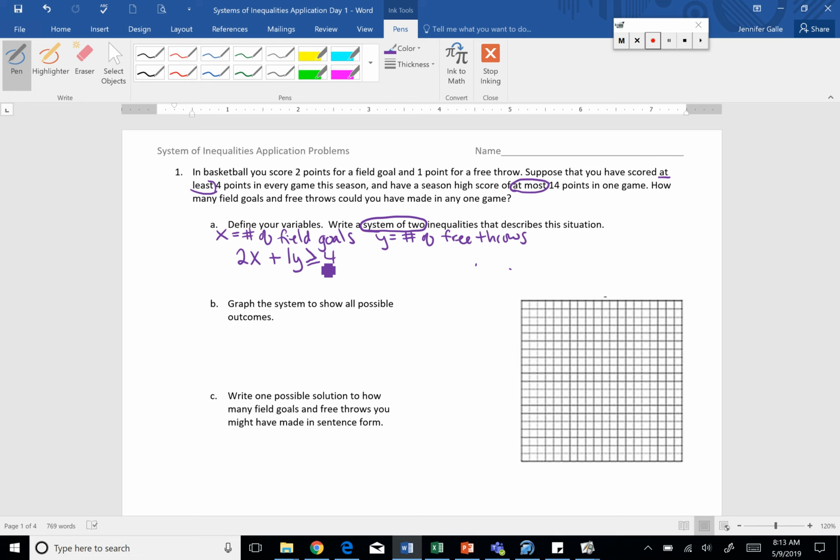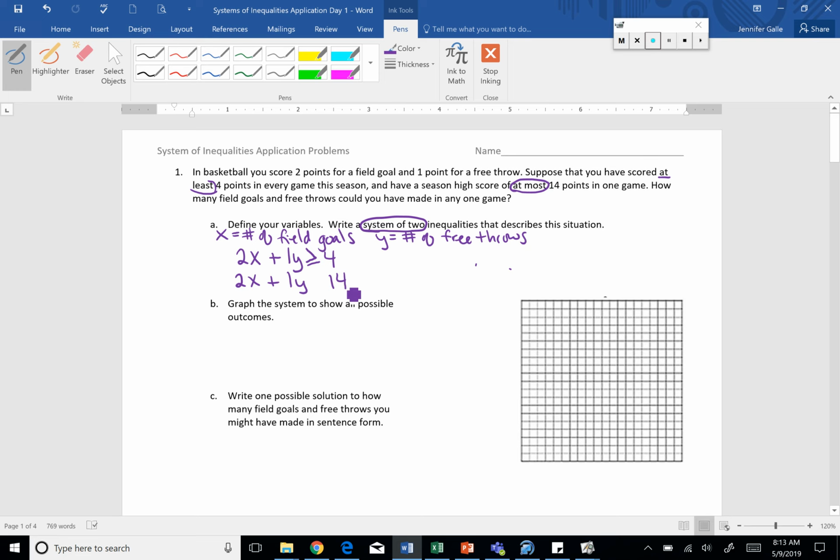And then it says you have a season high score of at most 14 points. So again, to get that total of 14 points, it's still 2 points per field goal, 1 point per free throw. And then it says we have at most 14.